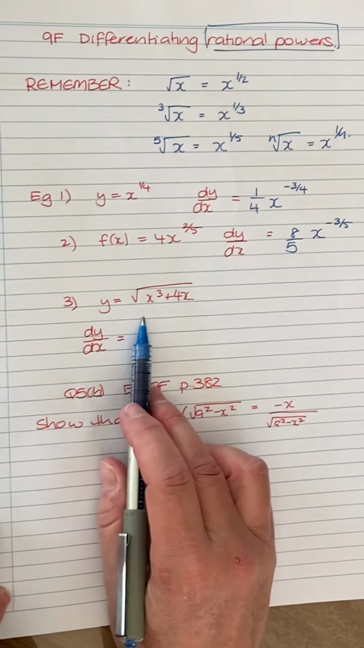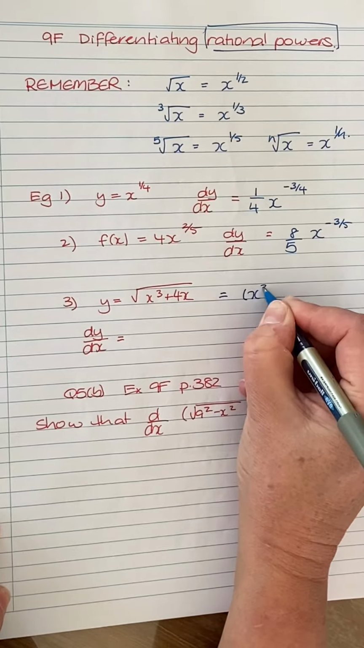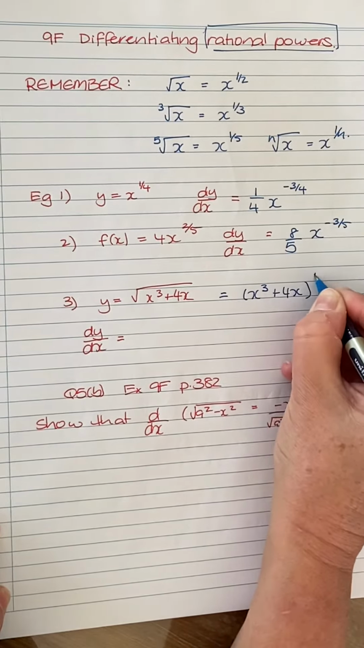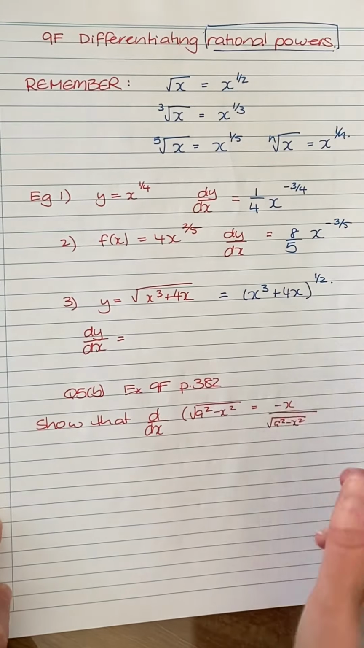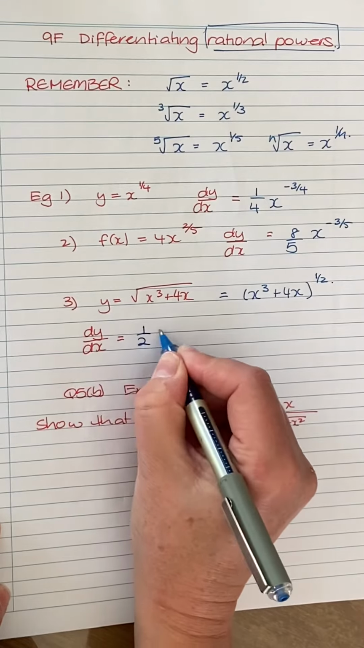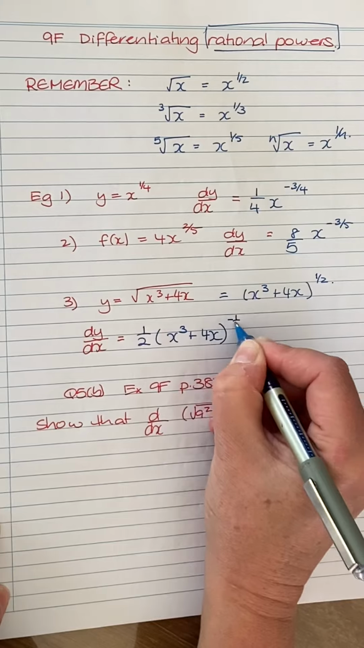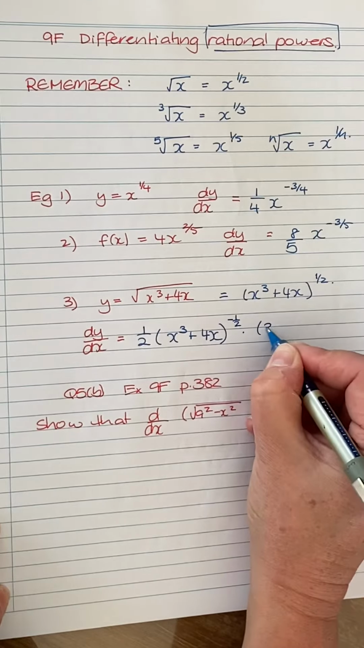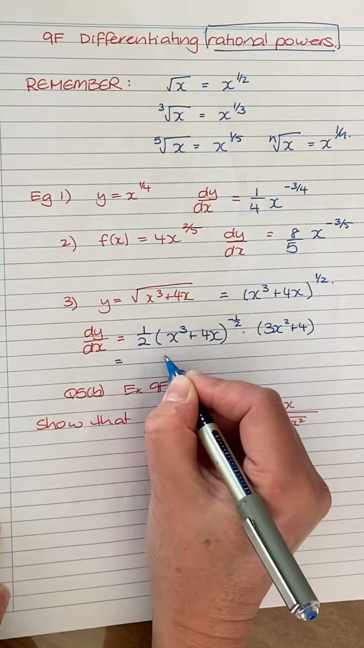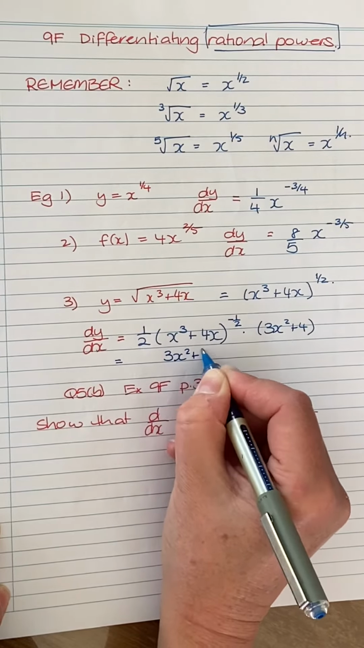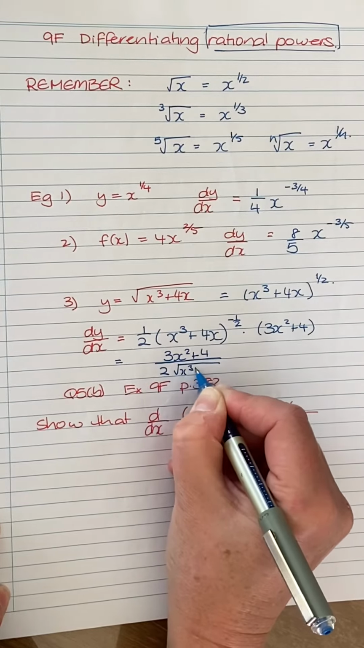What about if we had something like this, x cubed plus 4x? We've got the square root of that. So that's x cubed plus 4x to the half. So now we're using our chain rule. So hopefully you're good at that. So the derivative is half times whatever is in the brackets, half take 1, times by the derivative of the inside. If we want to write that a bit neater, we can write it as 3x squared plus 4 over 2 square root x cubed plus 4x.